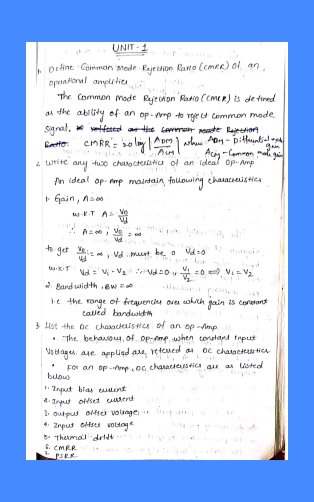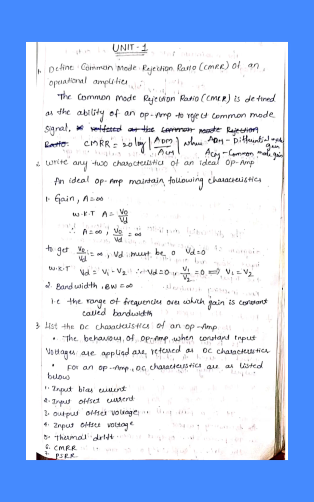Question number 1, define common mode rejection ratio of an operational amplifier. The common mode rejection ratio, CMRR, is defined as the ability of an op amp to reject common mode signals. That is, CMRR equals 20 log to the base 10 of mod ADM by ACM. What is ADM? Differential mode gain. ACM is common mode gain.